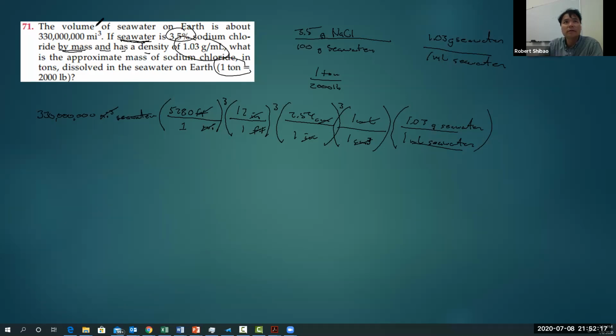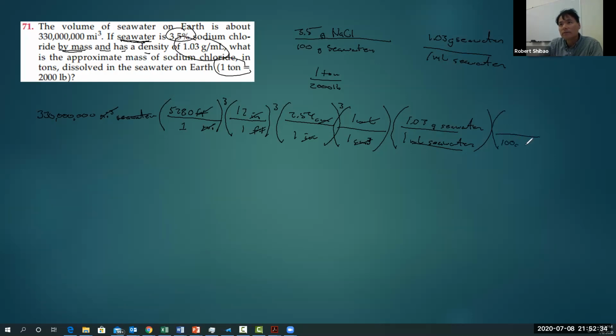What are we after here? They don't want grams of seawater. They want grams of sodium chloride, or they don't want grams, they want tons. But here I have grams of seawater up here. I can get rid of that here by using this.